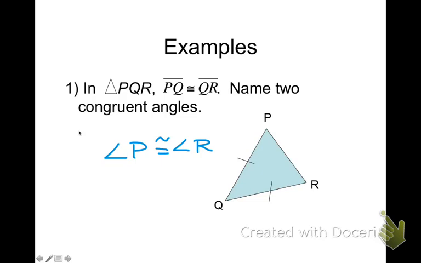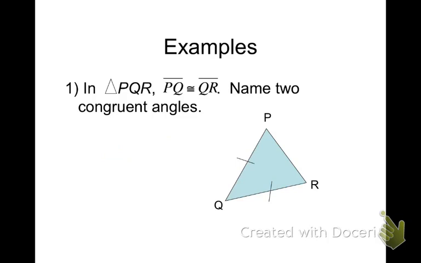Why can I just use one letter each? It doesn't have a transversal. Yeah, it doesn't have another angle coming out of P or R. Good. Does everybody see why it's P and R as the base angles? Yeah, because those are the angles opposite of the congruent legs.